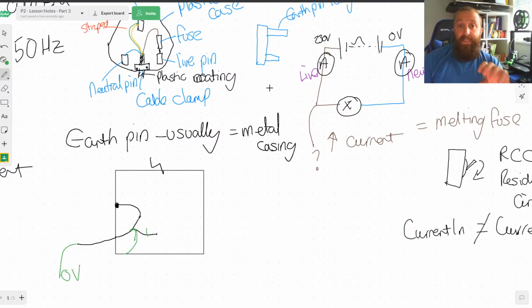So the outer case is going to be connected to that earth feed, which means if there is something wrong, the electricity is going to be taken straight to ground. So hopefully we don't get damaged.